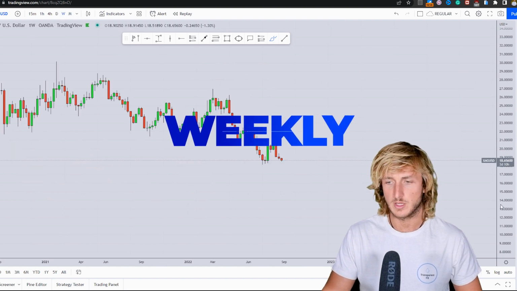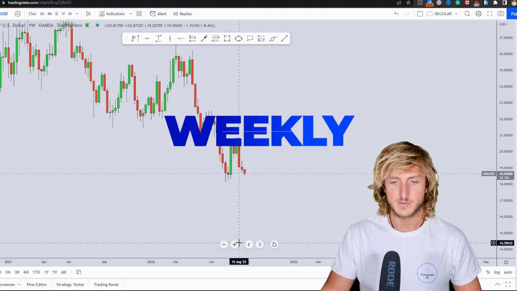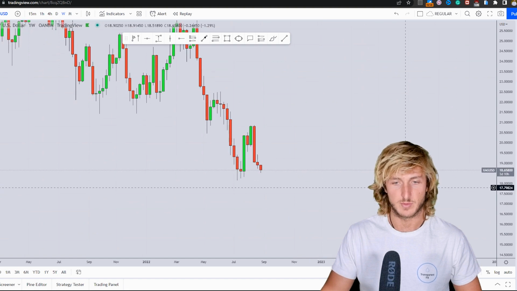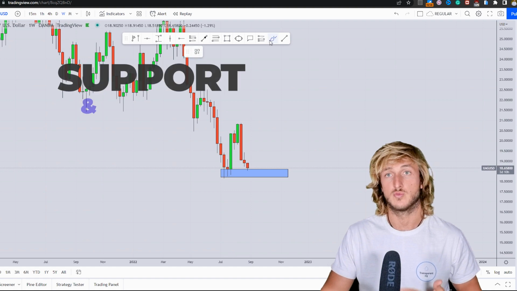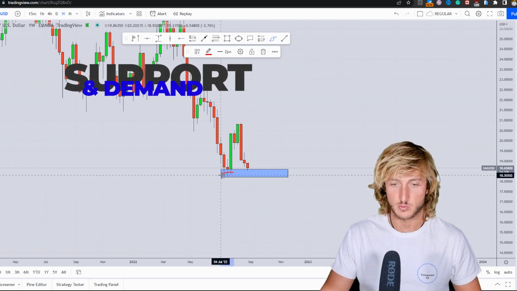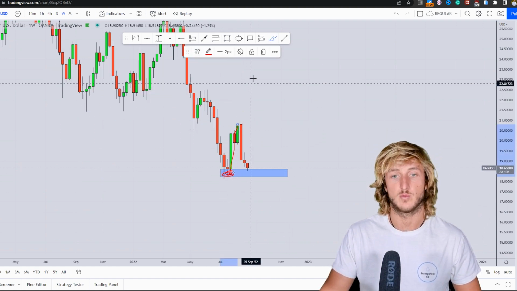Now, if we go down on the weekly, what do we see? From a weekly perspective, things are getting even more interesting because what we can see is that we just approached the previous low, which is very strong support and demand. In fact, from these wicks, all this rejection to the upside was created.